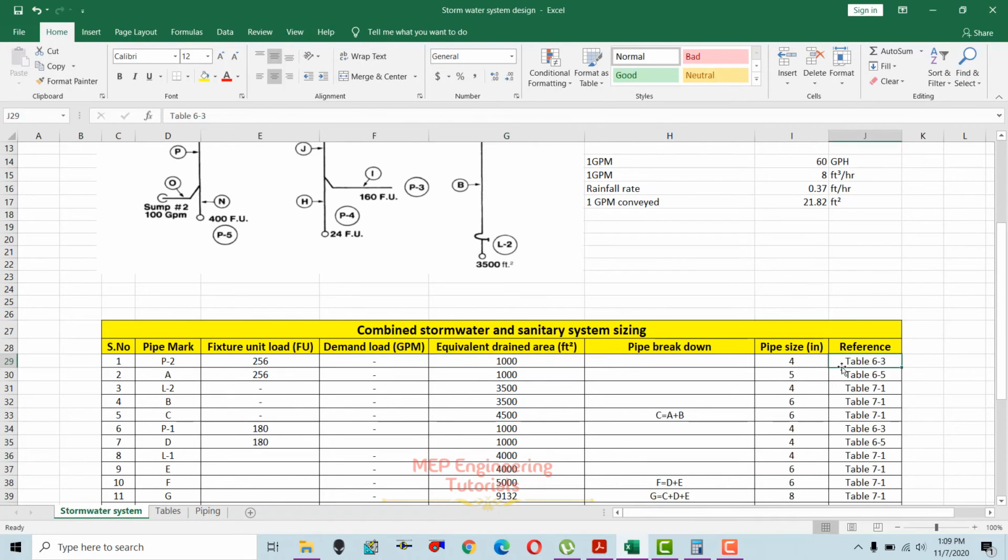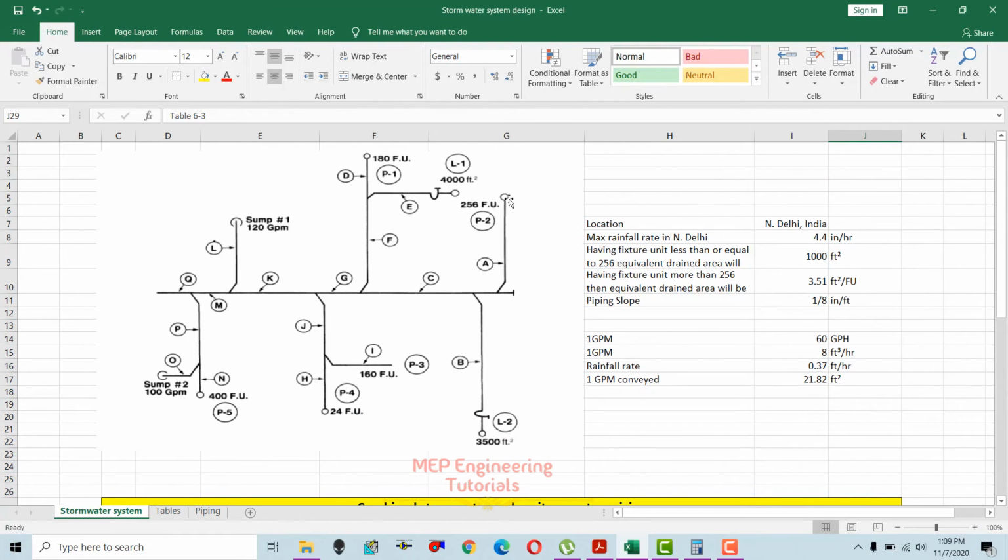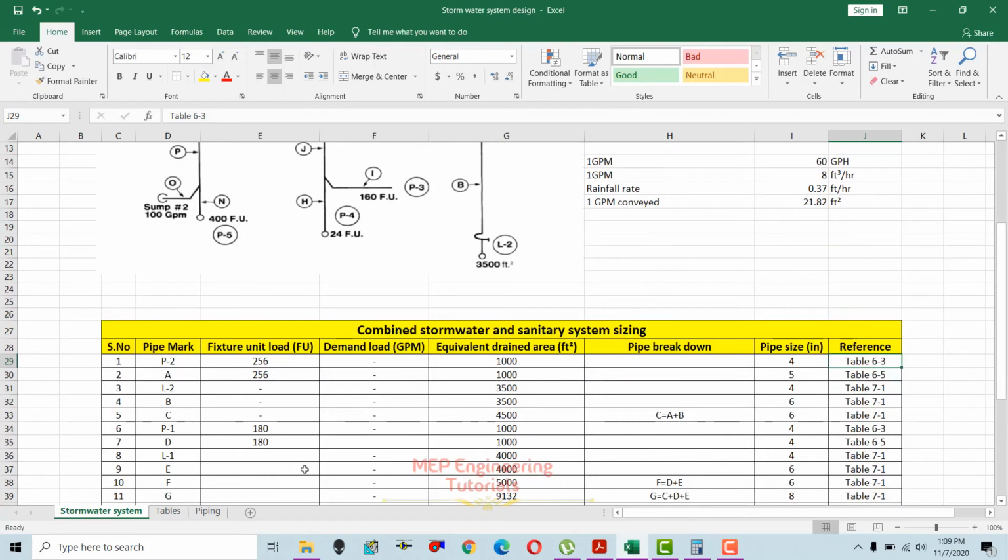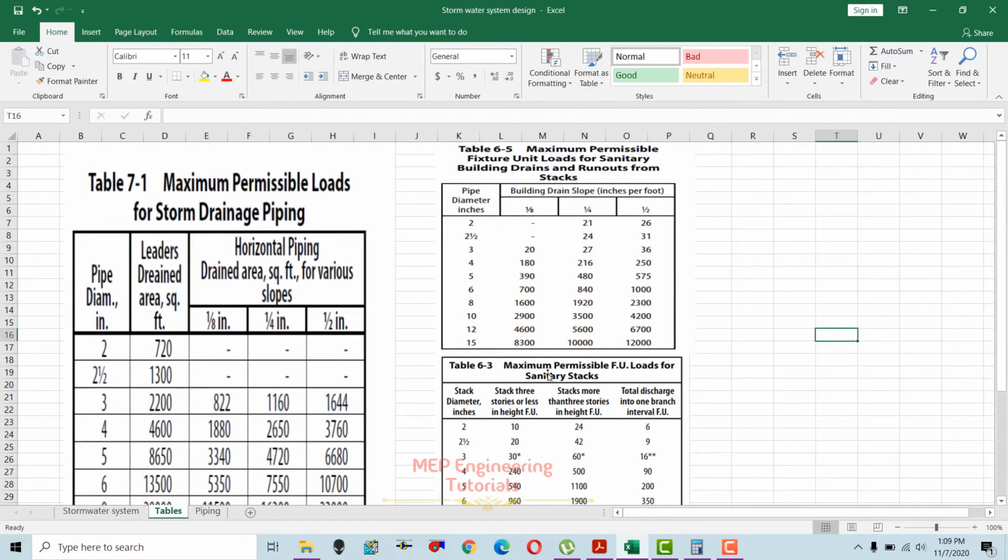So now the reference table we have to use to get the pipe size is 6-3. Since this is a stack pipe and we have a building of more than 3 stories, this is the 6-3 table. There you see 3 columns. If you have seen my drainage pipe sizing video or drainage system design video, I used the same table 6-3 and 6-5 for sizing the stacks and the runouts. If you have not seen that video, I will give the link in the description below. You can watch it. Since we have a building more than 3 stories in height, we have to use this column.